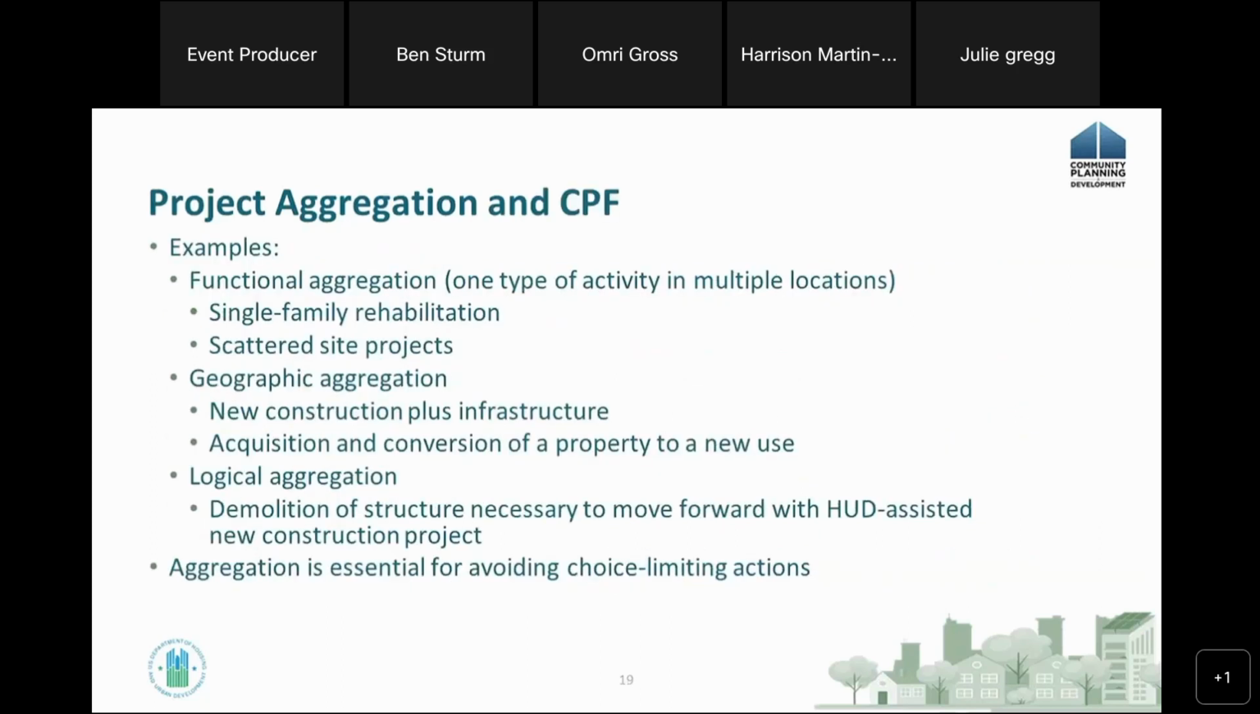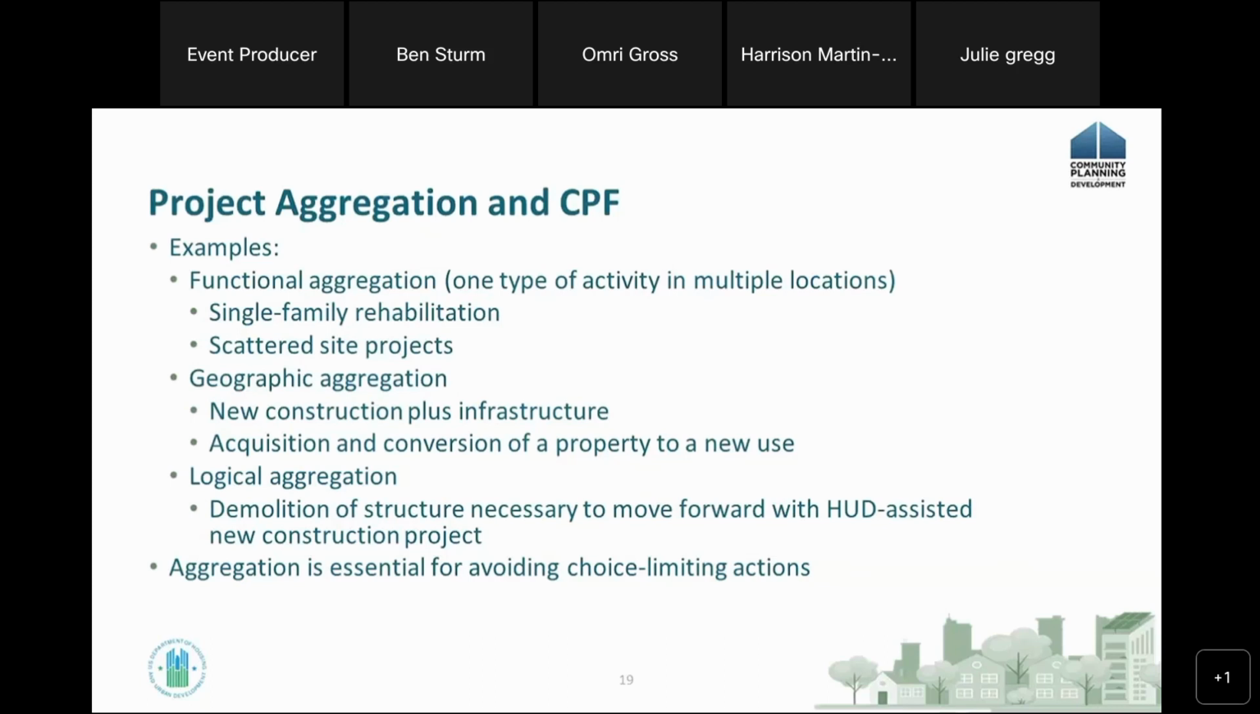So here are just a few more examples of each type of potential aggregation. Starting with functional aggregation, remember, this is the same activity in multiple different locations. So this could be a single family rehab program, where you're doing single family rehab for multiple different single family homes in different areas, or any real scattered site projects would be considered functionally related, where you're doing the same activity across multiple scattered sites.